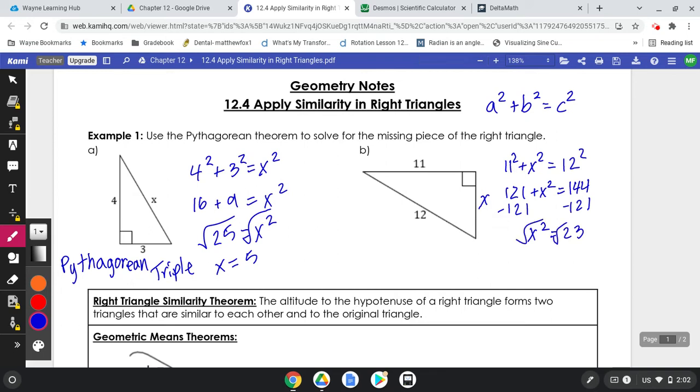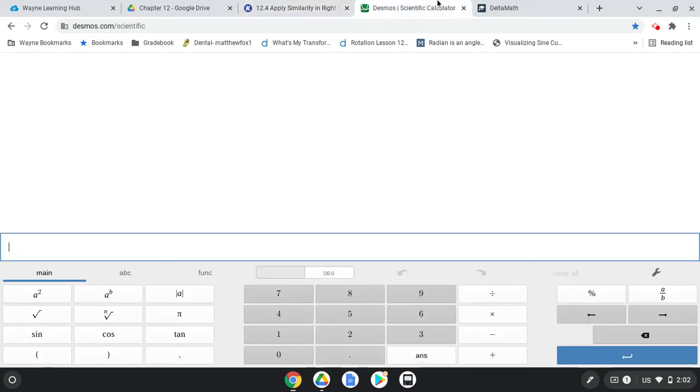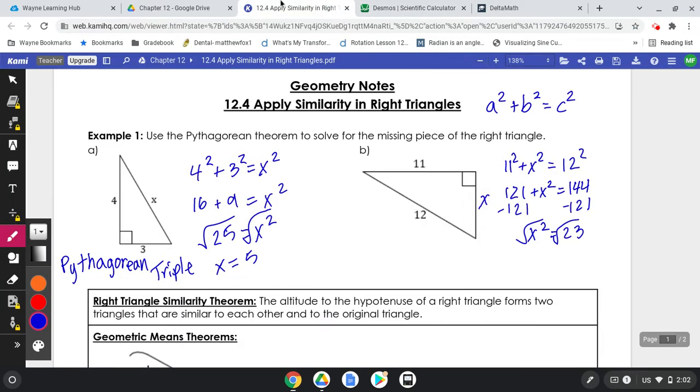Square root of 23 is not as nice. If you're using your phone, you usually have to turn your calculator sideways to get the square root. If you're on a Chromebook, I recommend using desmos.com/scientific. We can do the square root of 23, and if we round to the nearest tenth, we'll get 4.8. So this would not be a Pythagorean triple because two of them are whole numbers, but the third one is not.